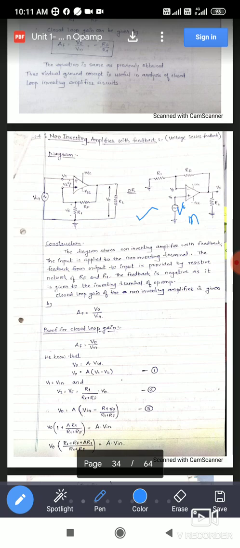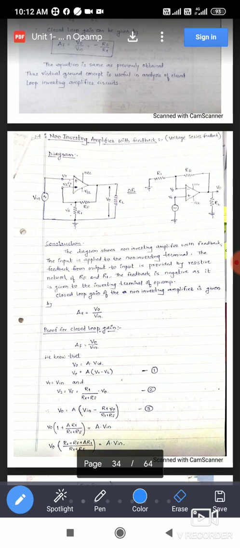The second thing is that the voltage V1 is nothing but the voltage at the non-inverting terminal. So V1 is equal to Vin, and according to the virtual ground concept, V1 is equal to V2. So V2 is also the same, and V2 you can get by applying voltage division.